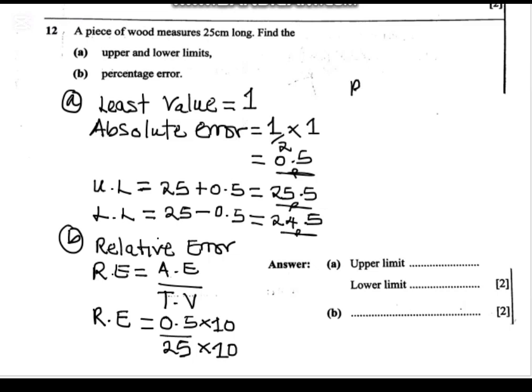So relative error is equal to, on top we're going to have 5 over 25 times 10, that gives 250. We can simplify this. 5 can go into 5 once, and 5 can go into 250, which is 50. So that is for relative error.